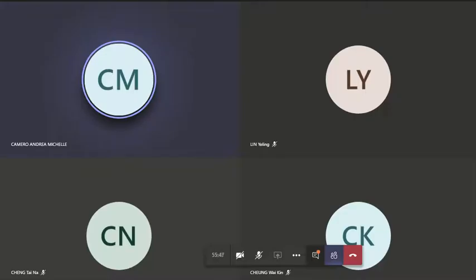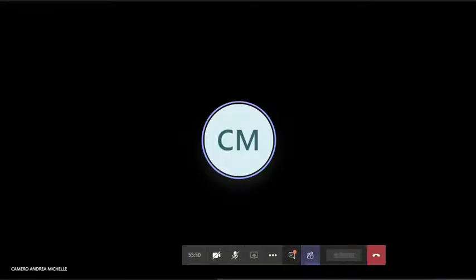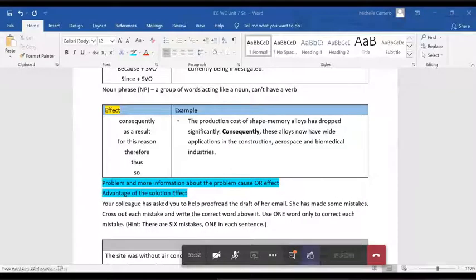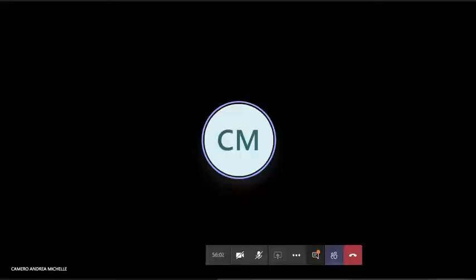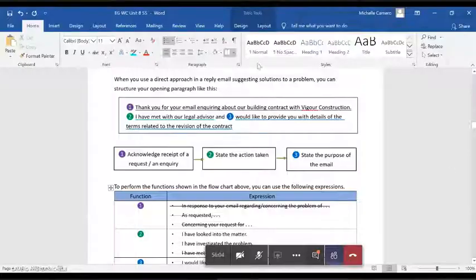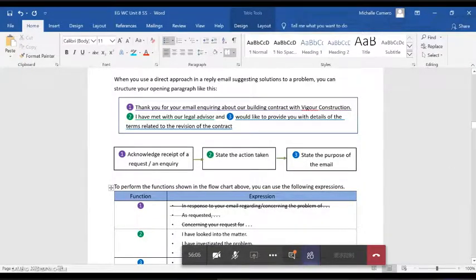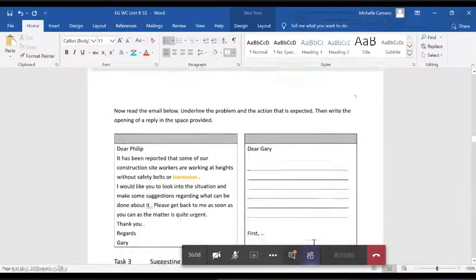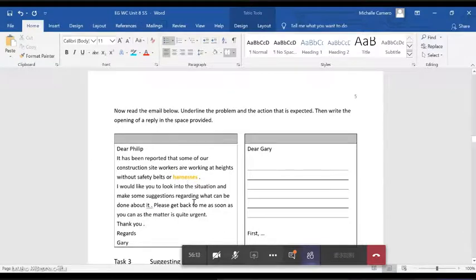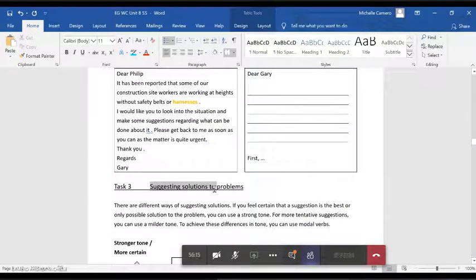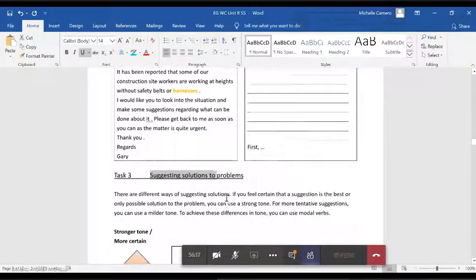All right, so next, we're still going to stick with Unit 8. Let me go back to Unit 8. Okay, now what we're going to do with Unit 8 is we need to talk about page 5. Yes, page 5. So we're on page 5, and what we're going to talk about now is suggesting solutions, because remember, you need to suggest solutions to the problems.